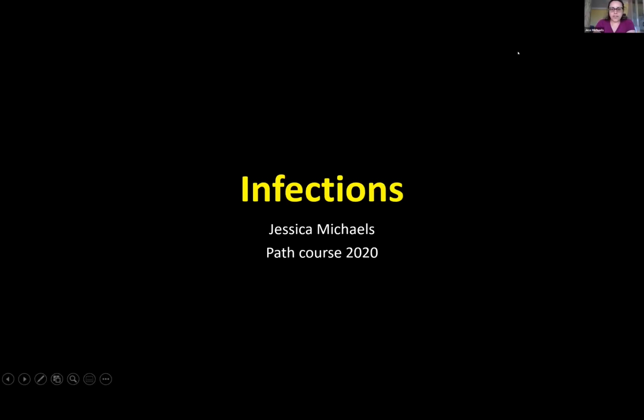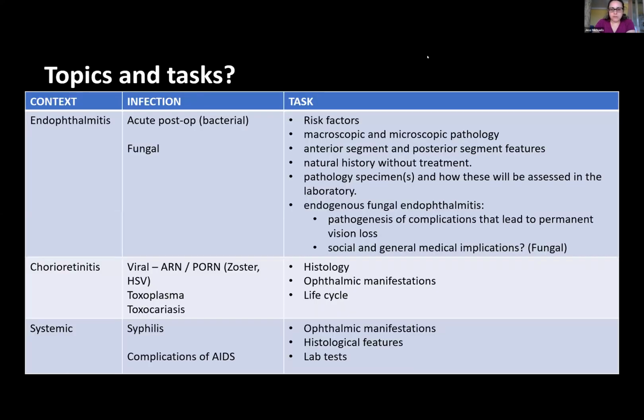So I was tasked with infections. I've made a table of all the different topics and tasks that came up. This was the way I found it most logical to categorize them. So I've put here the context in which it came up, and then the particular infections that were talked about, and then the tasks. The tasks are pretty well in sort of descending order of most commonly asked, and then heading down.